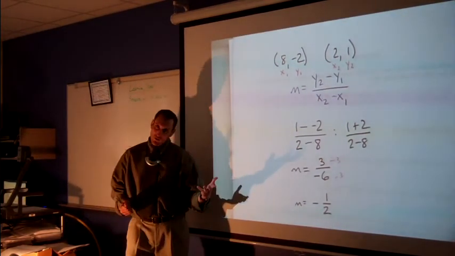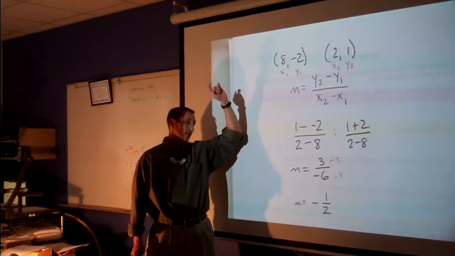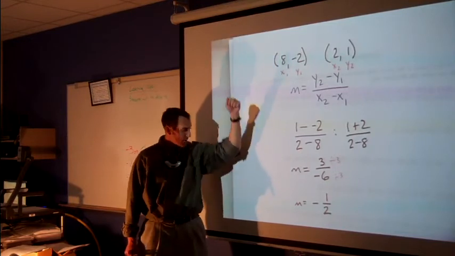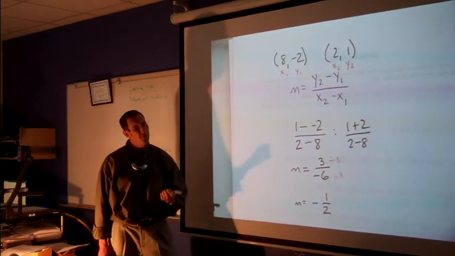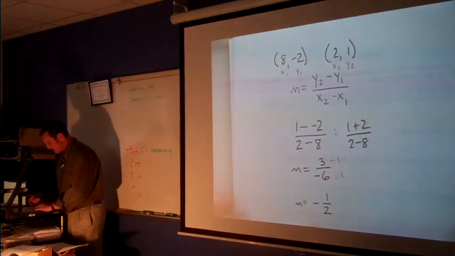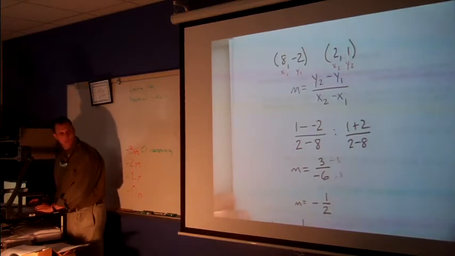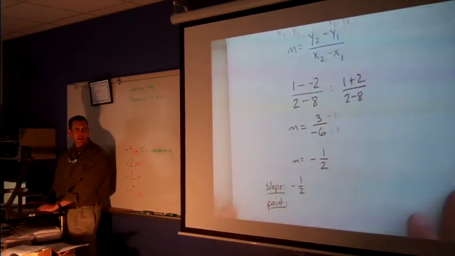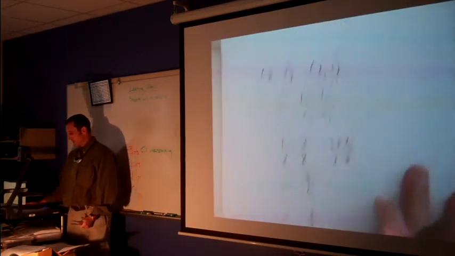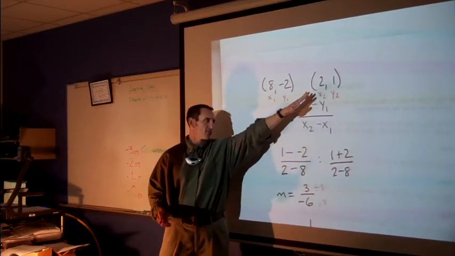But remember the goal. The goal was to write the equation. And in order to write the equation, we needed a slope and a point. We have our point. Now we have a slope. Now we're ready to write the equation. So we're going to set up our information. I have my slope, negative 1/2. I have a point, more than one actually, and I can choose either point. I can choose to work with this point, or I can work with this point.